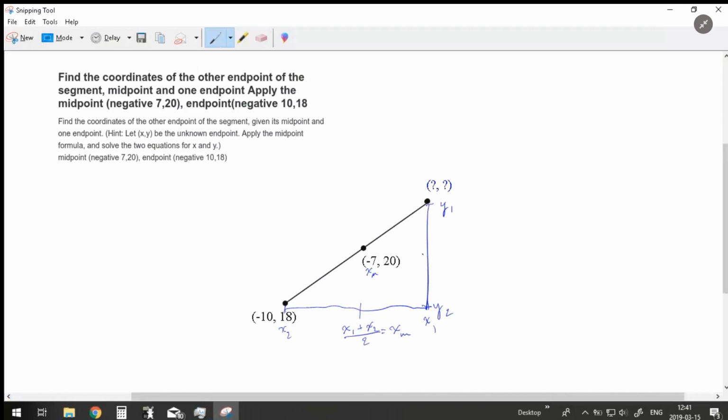Same for y, no less easy or simple. So y sub 1 plus y sub 2 divided by 2 will give me the y coordinate to my midpoint. So there we go.